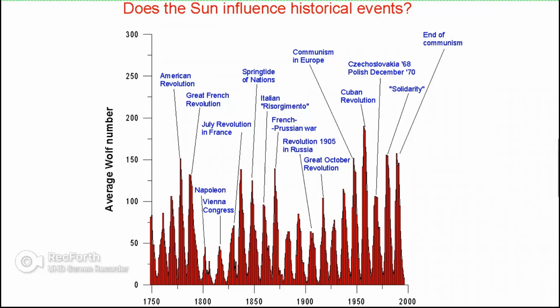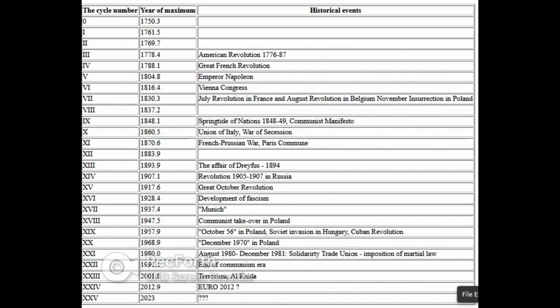More commonly known are the American Revolution and the Great French Revolution. Other cycles occurred, according to this graph, in the Cuban Revolution, the Czechoslovakian year of 68, the Polish December of 70, the Solidarity period, and the end of communism.